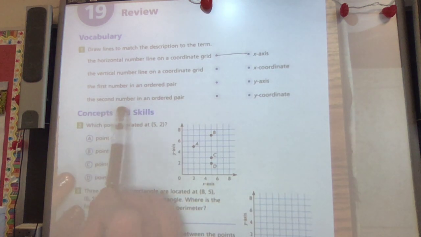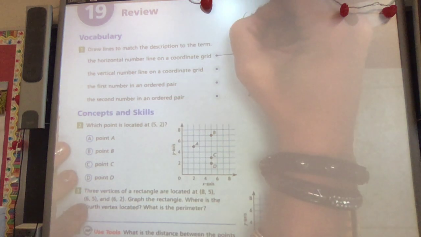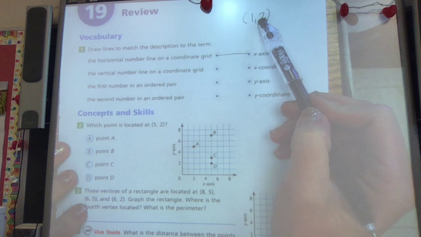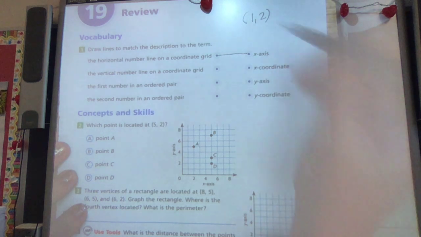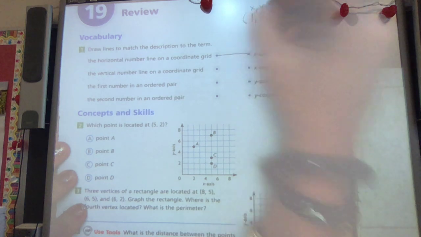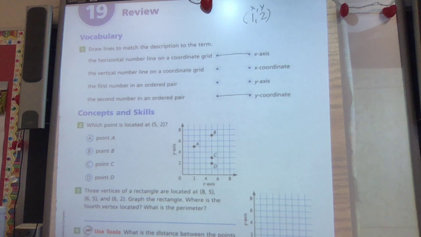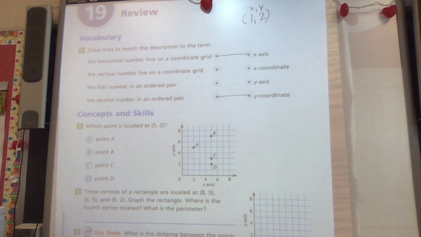The second number in an ordered pair. Remember, an ordered pair is like 1, 2. The second number, is that the x-coordinate, y-axis, or y-coordinate? I know that first there's x and then there's y. Oh, so that one is also straight across. So I want you to think which would make the most sense for these other two.